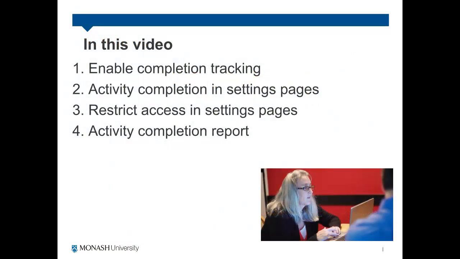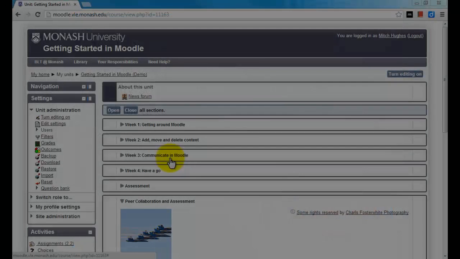The first step is to enable completion tracking across your whole unit. Then we need to turn on activity completion, or set the appropriate activity completion in the settings pages. There's another setting that we use in the same place, which is called restrict access. So steps two and three need to work together. And then there's an optional one, which is the activity completion report, which we'll show you as well.